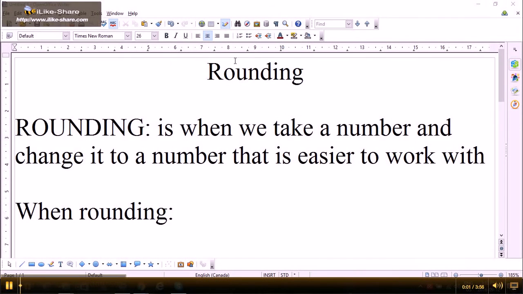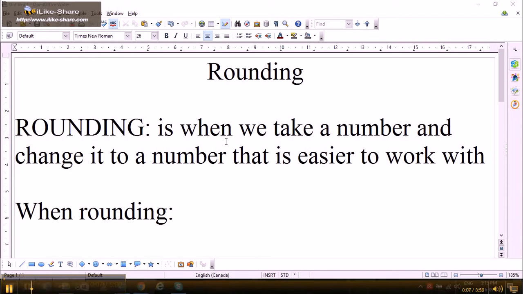Okay, welcome back. Today we're going to talk about rounding. Now rounding is very simple. You basically round a number when you want to make it easier to work with. You are going to change the number to something that's easier to work with.